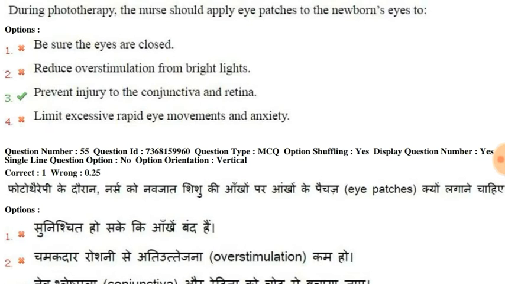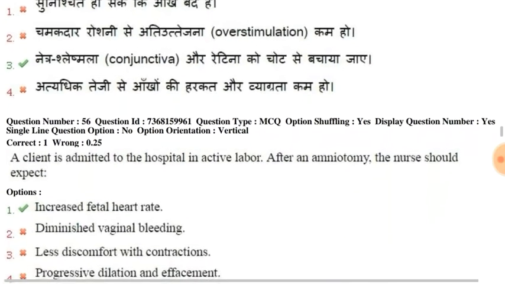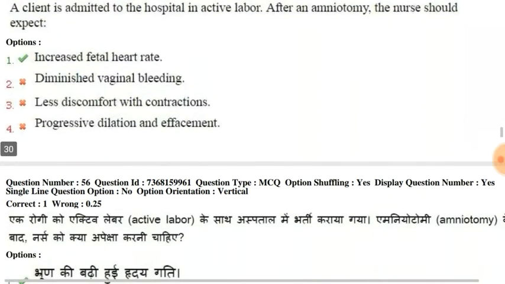Next is, during phototherapy, the nurse should apply eye patches to the newborn's eyes to. The answer is the third one, that is to prevent injury to the conjunctiva and retina. Next is, a client is admitted to the hospital in active labor. After an amniotomy, the nurse should expect. The answer is the first one, that is increased fetal heart rate.